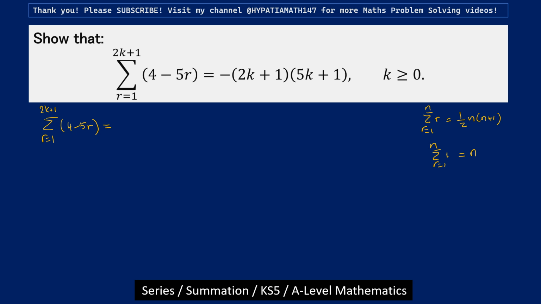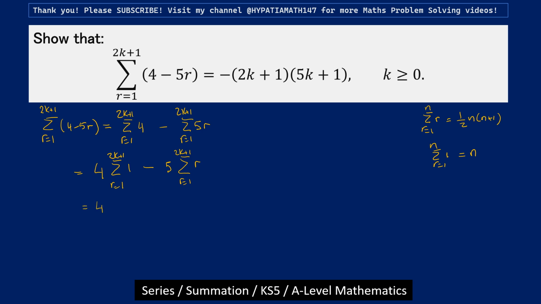So I can write this as equal to the sum from r equals 1 to 2k plus 1 of 4, minus the sum from r equals 1 to 2k plus 1 of 5r. This can be written as 4 times the sum from r equals 1 to 2k plus 1 of 1, because 4 is 4 times 1, so 4 outside, minus 5 times the sum from r equals 1 to 2k plus 1 of r.